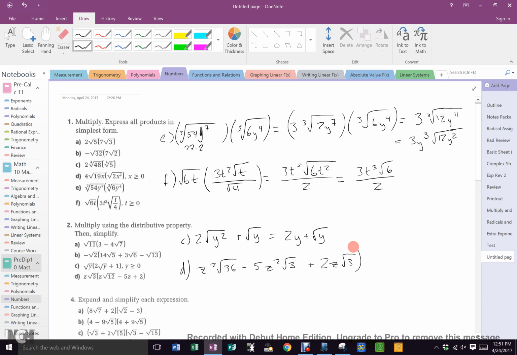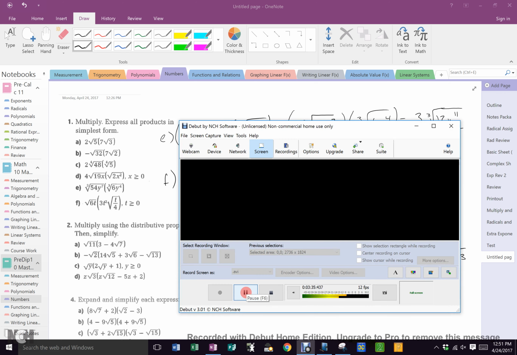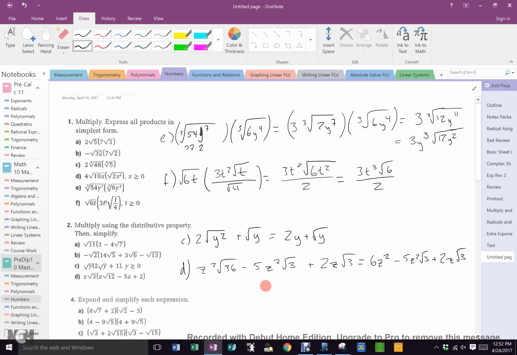Now you gotta do any simplifying you can. Z squared root 36, that is 6z squared, as root 36, minus 5z squared root 3 plus 2z root 3. And you can't do anything there because those are all unlike terms. I'm just going to pause this for a sec. And we'll continue on.